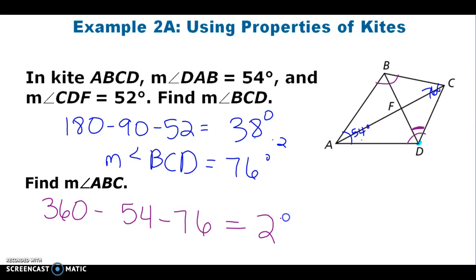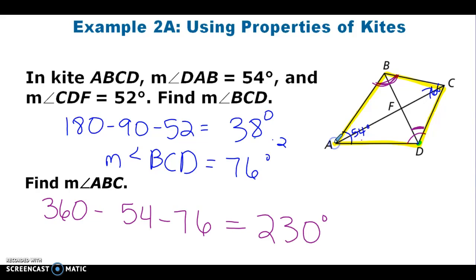About 230. Wait. Why are you using the full 360? Because I'm using the whole quadrilateral. There is a different way to do that, and we'll talk about that too. Wait, so it said to find ABC, so like that measure up there by B. That's what we're looking for. And why did you say 360? So I'm using the whole quadrilateral without any diagonals. So ignore the diagonals for a second. Now we're just focusing on the entire thing.